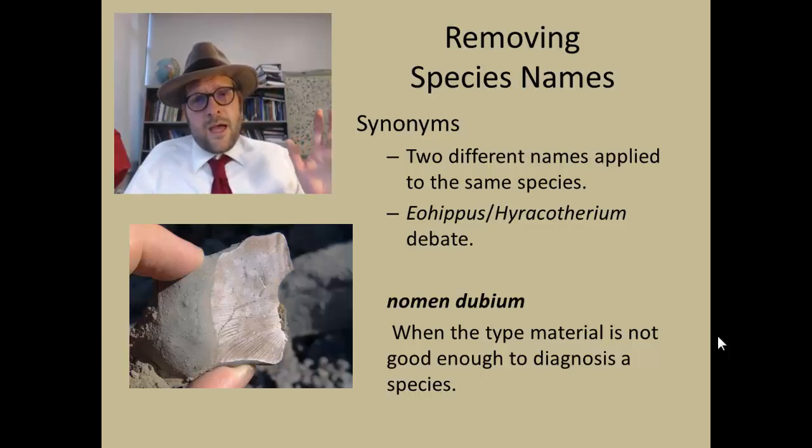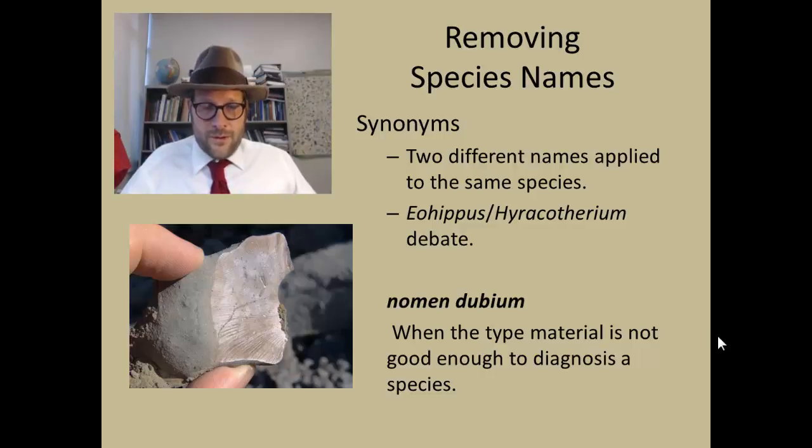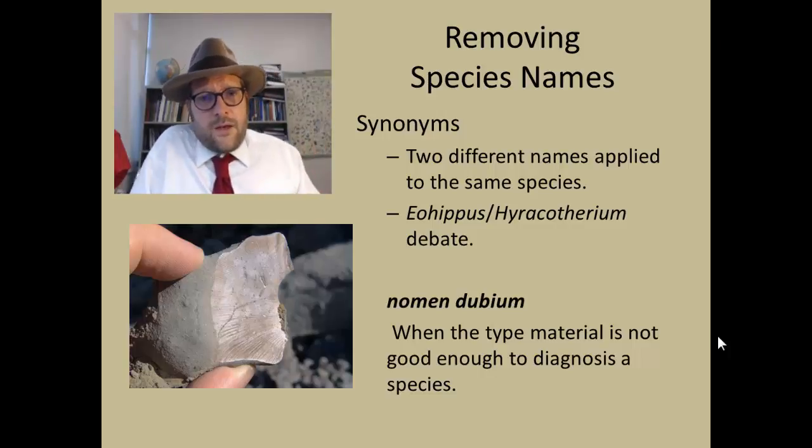A good example of that that's debated quite a bit is the debate between Eohippus and Hyracotherium, whether Eohippus should be the designated name for New World early little horses and Hyracotherium for the Old World early horses, or if they're the same and should be together. There's a lot of debate on that, and I won't go into it, but that's kind of an example of why you might have a synonym.